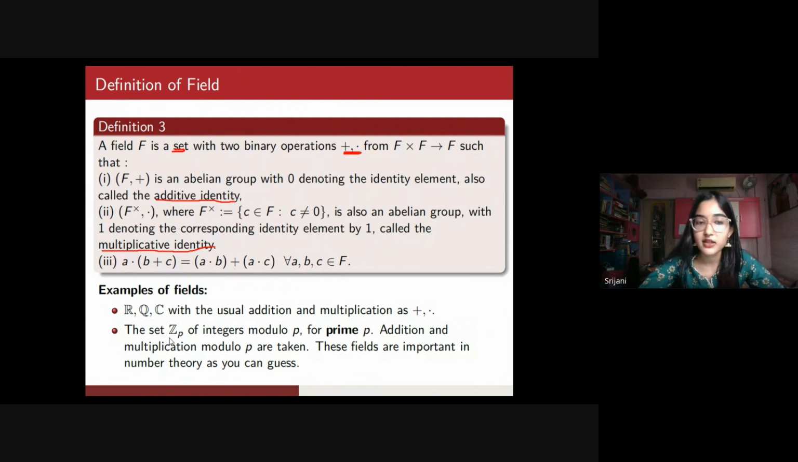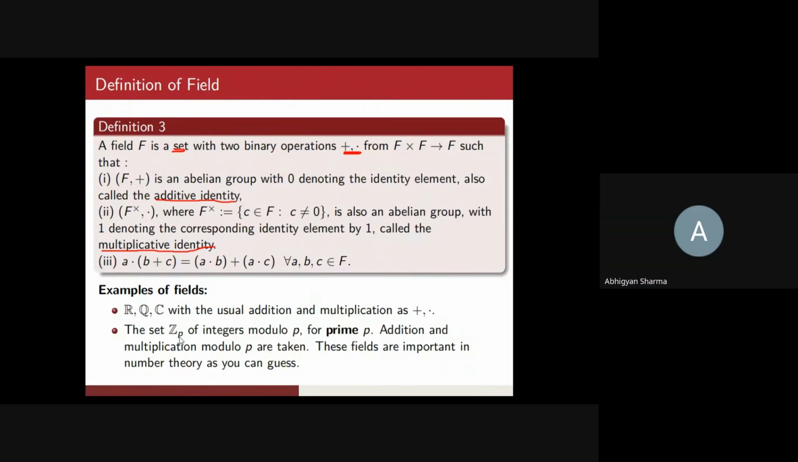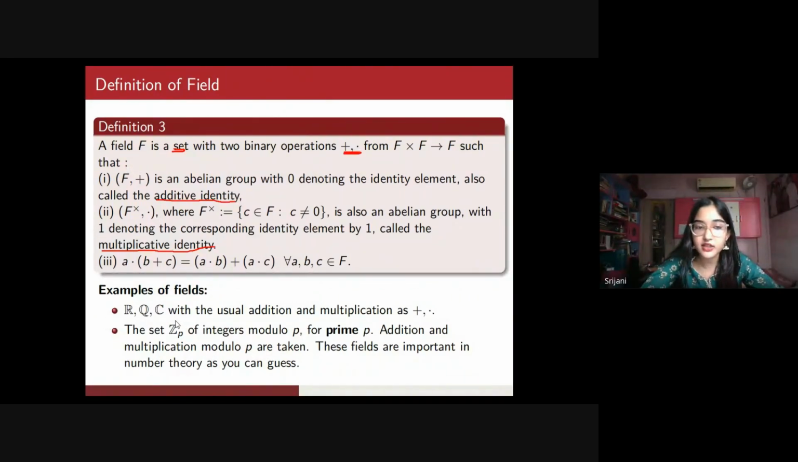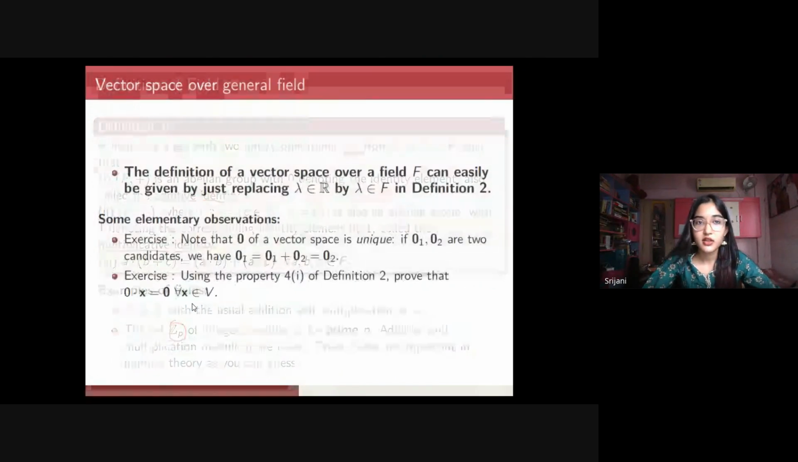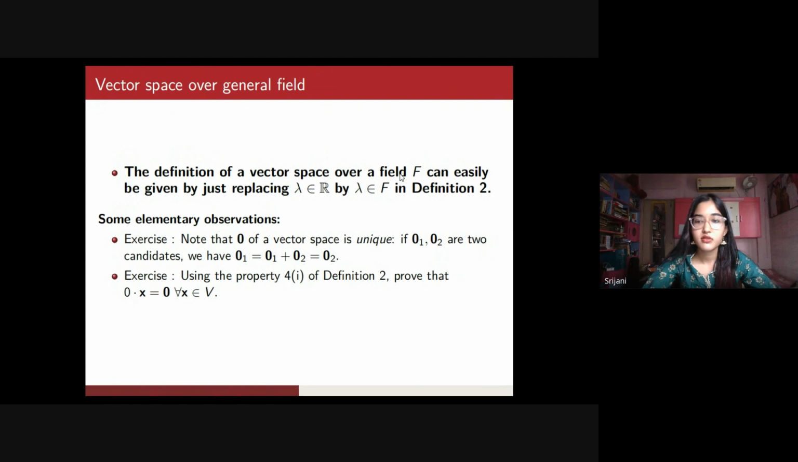One more: have you come across the integers modulo p in number theory, Zp? Yes, ma'am. So it is easy to prove that Zn will form a field if and only if this n is a prime number. So you can check it from the definition directly. It's an exercise. Yes, it is a field if and only if n is prime.